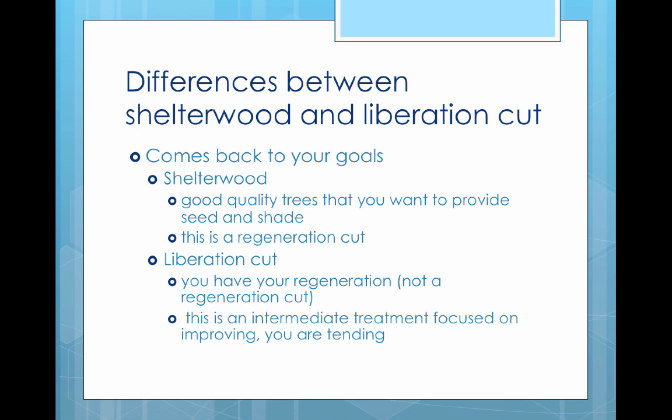Whereas with a liberation cut, you already have the regeneration. This is not a regeneration cut. This is tending. So the focus of this is not regeneration. With the shelterwood, you are focused on regeneration here. You're not focused on regeneration with your liberation cut. This is an intermediate treatment focused on improving your regeneration. You are tending. So it comes back to your goals. Why were those trees there, and why are you removing them?